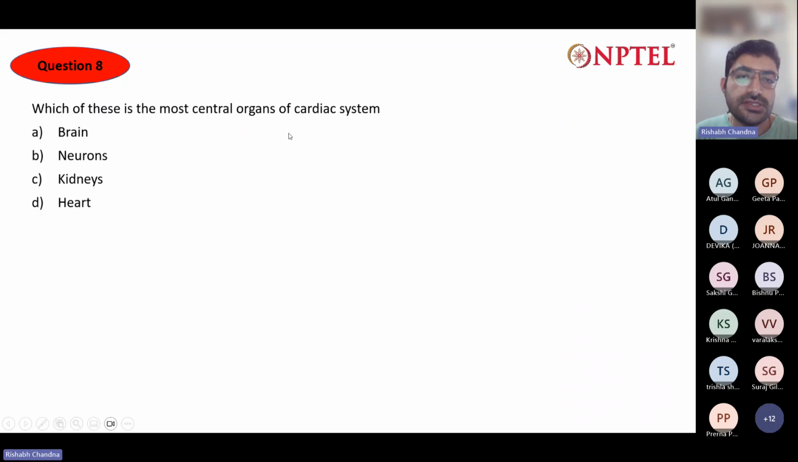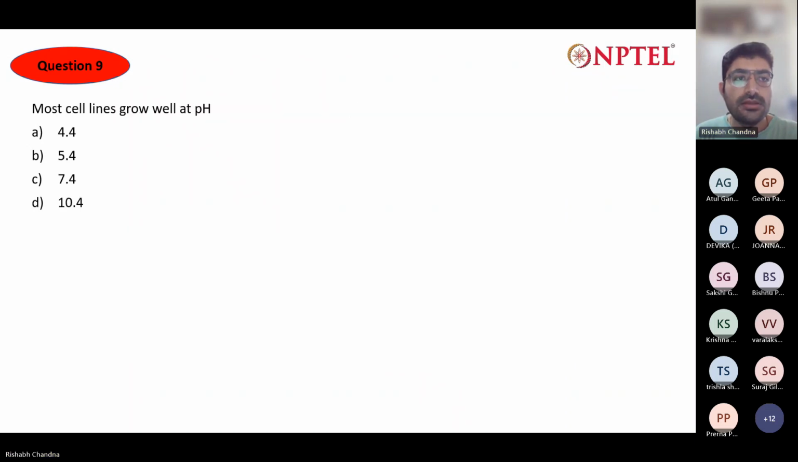Which of these is the most central organ of the cardiac system? So I think everybody will know this. Option D. Heart. Yes, the correct answer is option D. So yes. Next, most cell lines grow well at which pH?